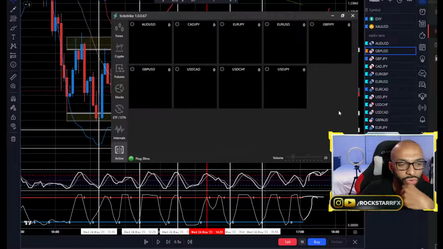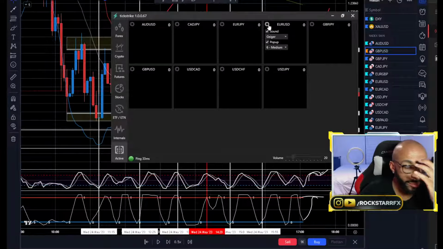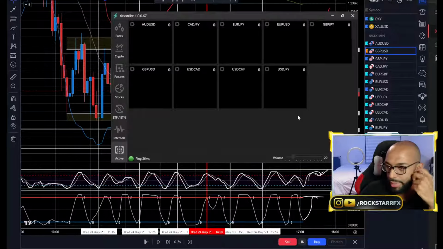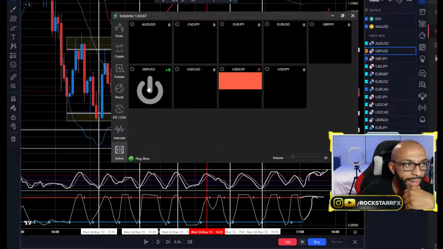And again, it shows you order flow. So it'll show you, and you can change the sensitivity too. I have them on medium. I think all of them are medium. So if there's a medium sensitivity amount of orders flowing in a specific direction, it's going to make noise and it's going to let me know. So like right now, GBP USD.